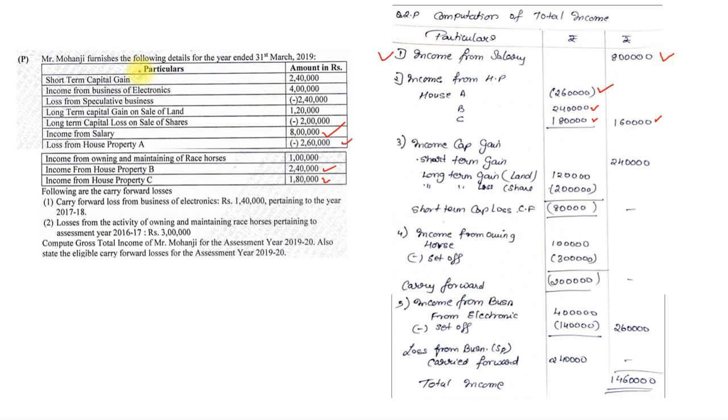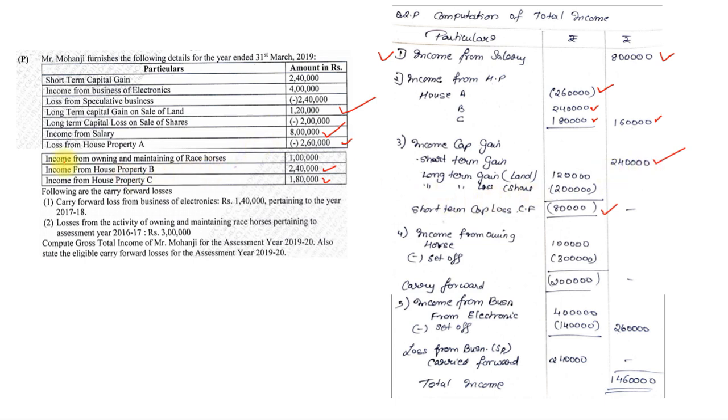Okay, now this is very important. Short-term capital gain is 2,40,000, which comes under income from capital gain, so we directly write it in the outer column. Then there is a long-term capital gain of 1,20,000 and a long-term capital loss of 2 lakhs. So 1,20,000 minus 2 lakhs is negative 80,000. That negative 80,000 will become the capital loss carry forward. So 2,40,000 is the only value from income from capital gain.